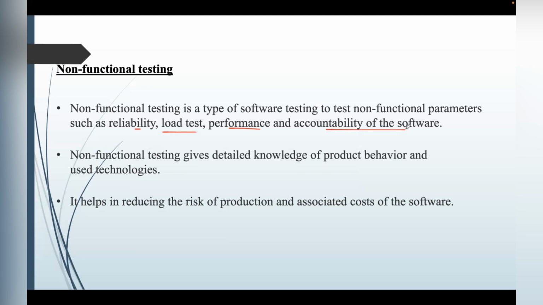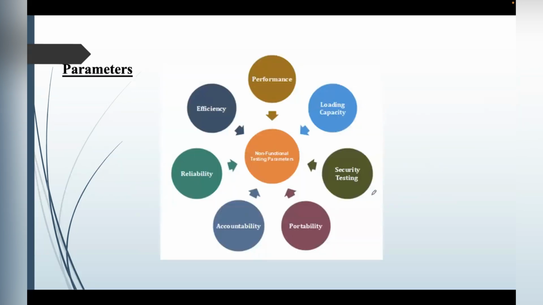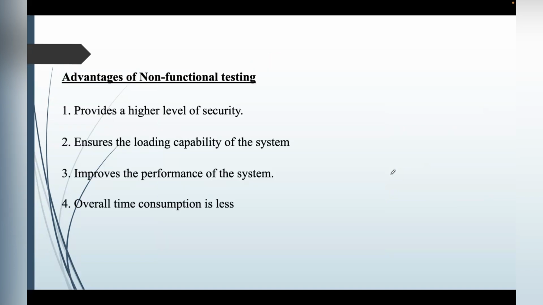For example, non-functional testing would be to test how many people can work simultaneously on any software. Non-functional testing gives us detailed knowledge about the product behavior as well as the technologies used. It even helps us in reducing the risk of production as well as the costs associated with the software. And the parameters to be tested under non-functional testing include performance, loading capacity, security testing, portability testing, accountability, reliability, and efficiency.